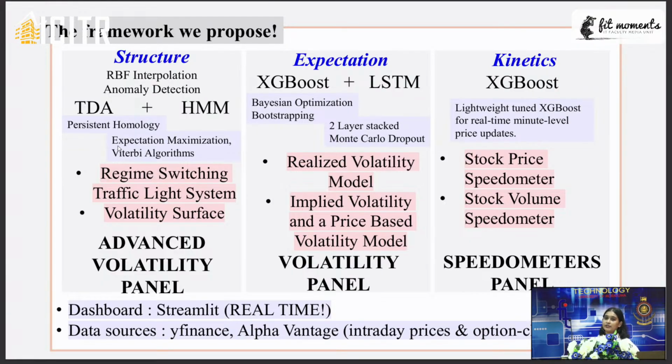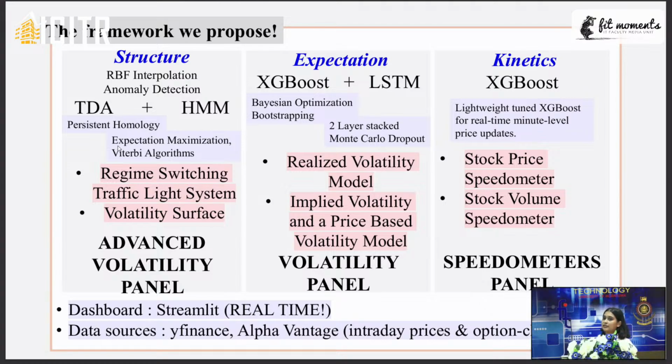The next one is a volatility surface. We have the classics, the Black-Scholes model and all. This also includes RBF interpolation, that is the radial basis function interpolation. And to answer the market expectation, we have the volatility panel. This one is a bit simple. We have 3 models: the realized volatility model, implied volatility, and a price-based volatility model. We have XGBoost and LSTM.